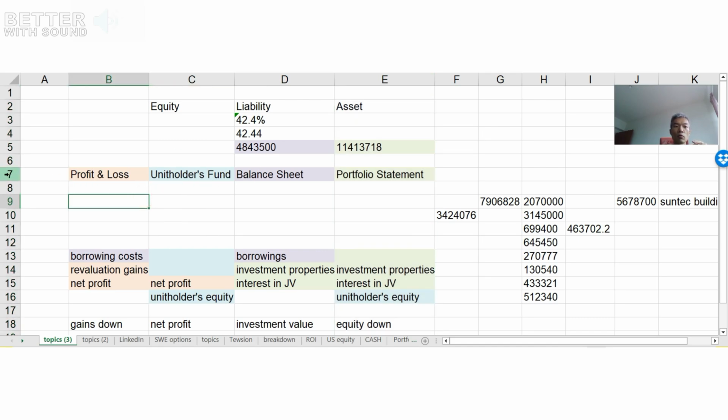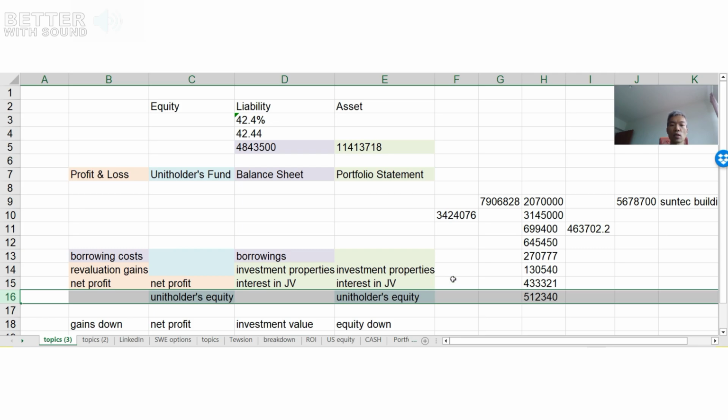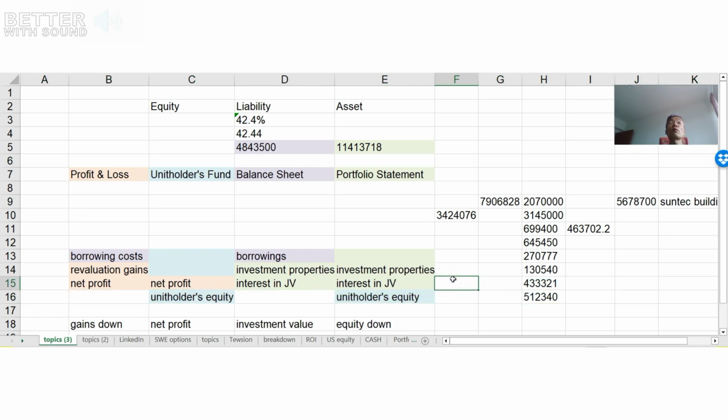You see that in row 7, there is the profit and loss, the unit holder funds, the balance sheet, and the portfolio statement. These are the various statements that can be found inside the annual report. Then from row 13 to row 16, you can see the various items, because before I recorded this video, I did some homework and understood the linkages, so that's how I'm able to share with you. In the first part, I talk about valuation gains, so definitely that is found in the profit and loss. Let's move this up such that you can start to see the linkages.